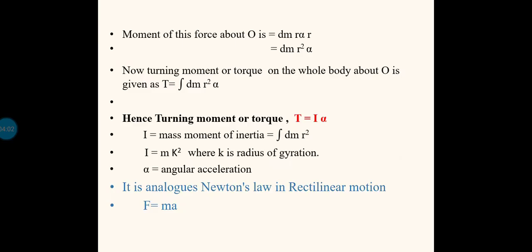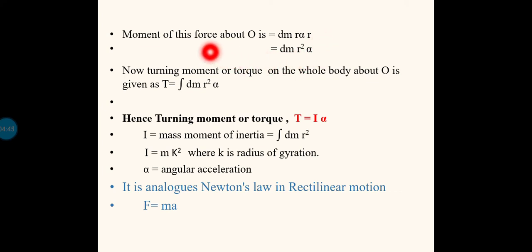Now next we will calculate the moment of this force about the point of rotation O. The force is dm into r alpha, and to calculate the moment we multiply force into distance. Here the distance is r. Since the force is acting along the tangential direction, the radius will be perpendicular to it. So the perpendicular distance is nothing but the radius of the circle of rotation. So dm into r alpha into r is the moment of the force. r into r is r square. So this will become dm into r square into alpha. So this is the moment of this force about O.